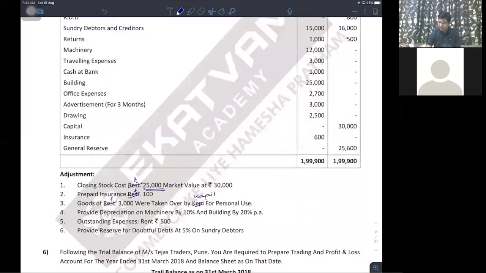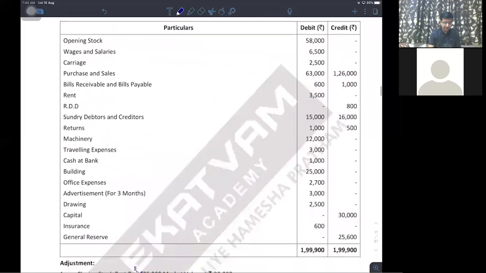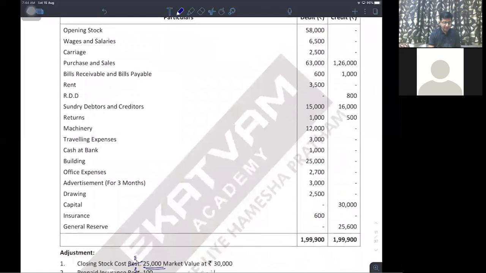Debtors ka 5%. Machinery is to be depreciated by 10%. Building is to be depreciated by 20%. Only he knows which building it is, he has a building worth 25,000 rupees. Prepaid insurance is 100. Then outstanding expenses etc. are given. Goods taken away for personal use will be subtracted from the purchases.